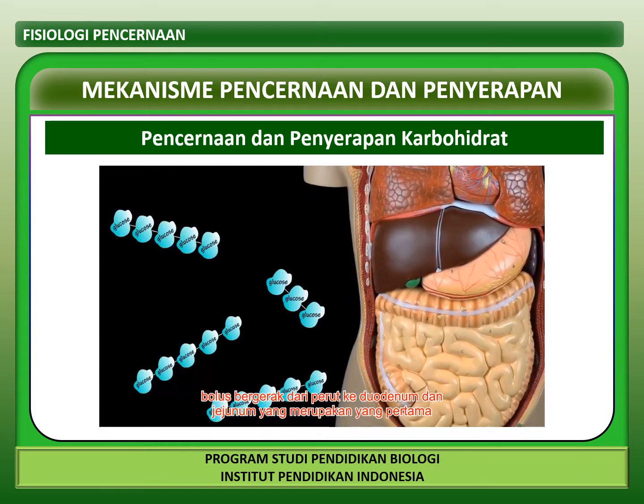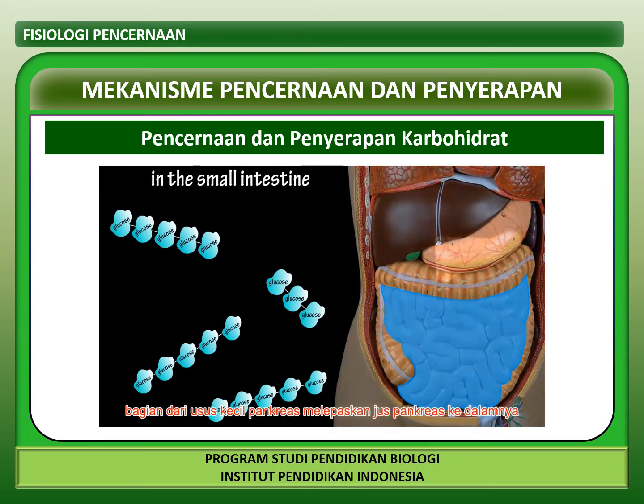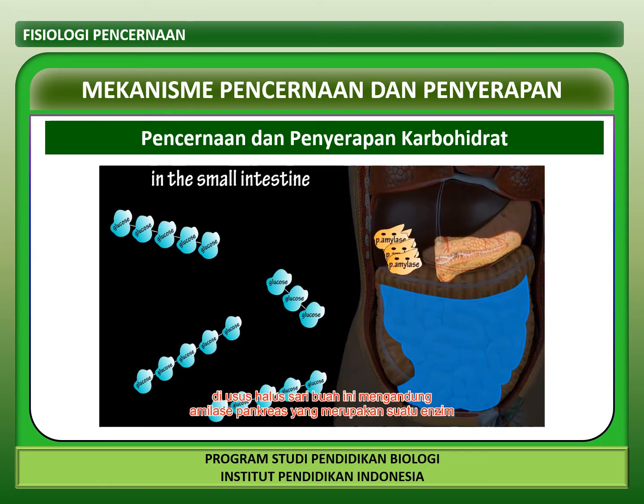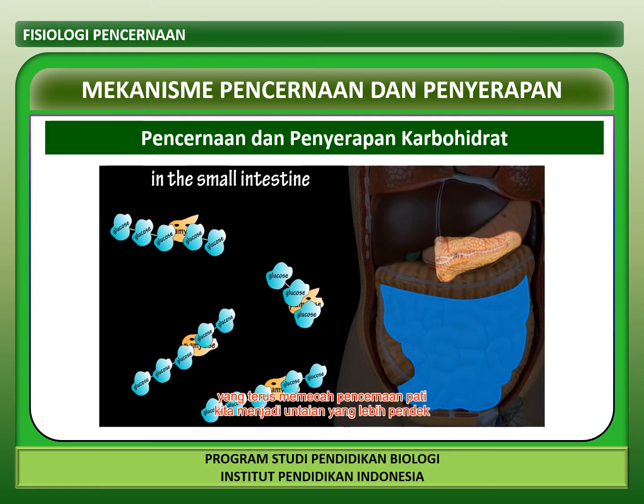As the bolus moves from the stomach into the duodenum and jejunum, which are the first parts of the small intestine, the pancreas releases pancreatic juice into the small intestine. This juice contains pancreatic amylase, which is an enzyme that continues the breakdown or digestion of starch into shorter strands of glucose.